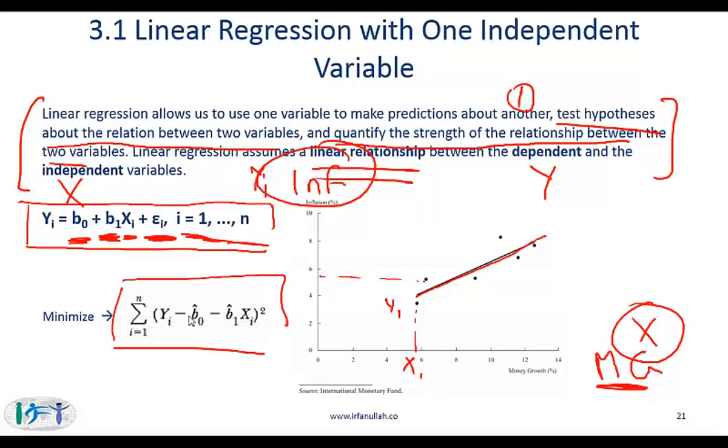The hat always refers to an estimate. So when you run the regression, the software will tell you that the estimated value of b0 is this. That is denoted as b0 hat. Okay, so just quickly with symbols, whenever you see a bar, what does that mean? Average. When you see a hat, that means estimate. Okay, so b0 hat minus b1 hat into xi.